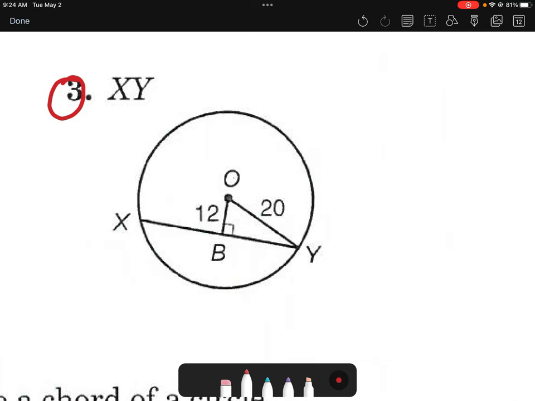Number 3, let's find the distance from X to Y. Same concept we just talked about. This is theorem 11.5. You don't have a radius here, but you could extend that guy to a radius, and you could extend the radius into a diameter. So when you have a diameter crossing a chord at a right angle, those 2 segments are the same.